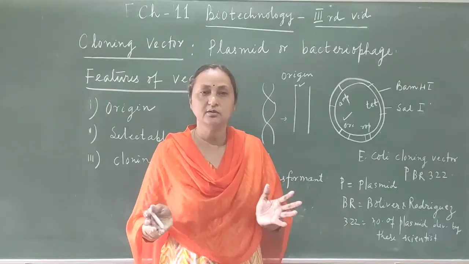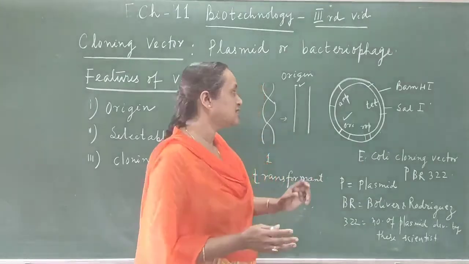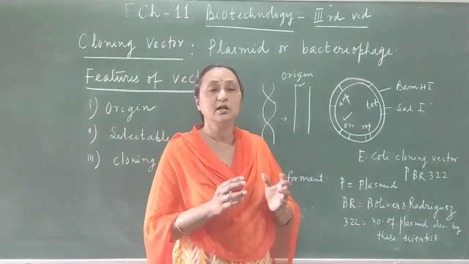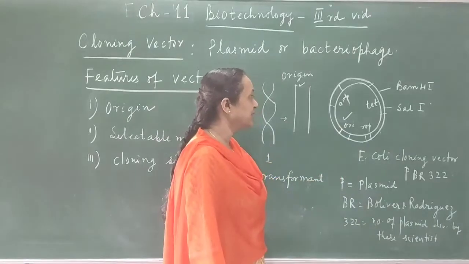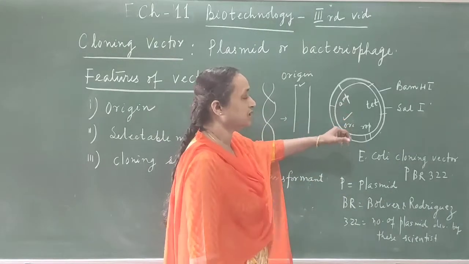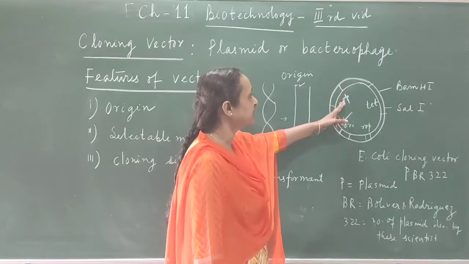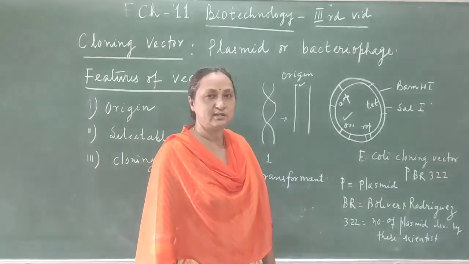So that is the difference between the transformant and the non-transformant. And selectable marker is the gene in the plasmid which can differentiate between the transformant and the non-transformant. Like for example, here you see in the diagram I have written AMP. AMP means this gene is responsible for providing the ampicillin resistance. Ampicillin, so that is the antibiotic.